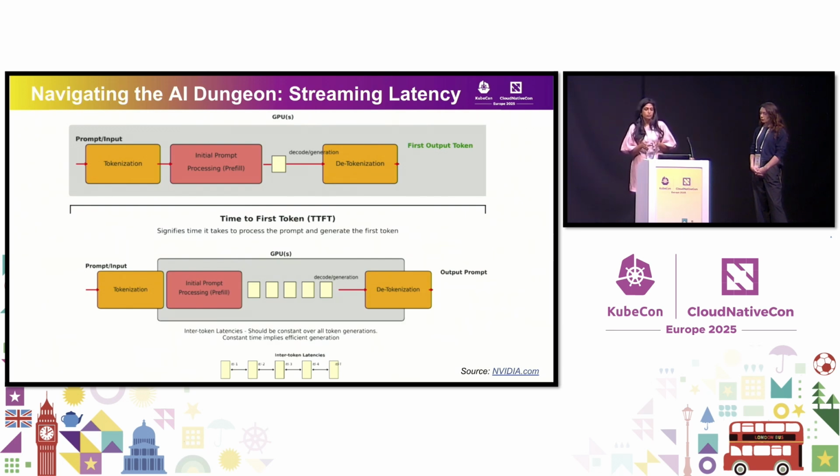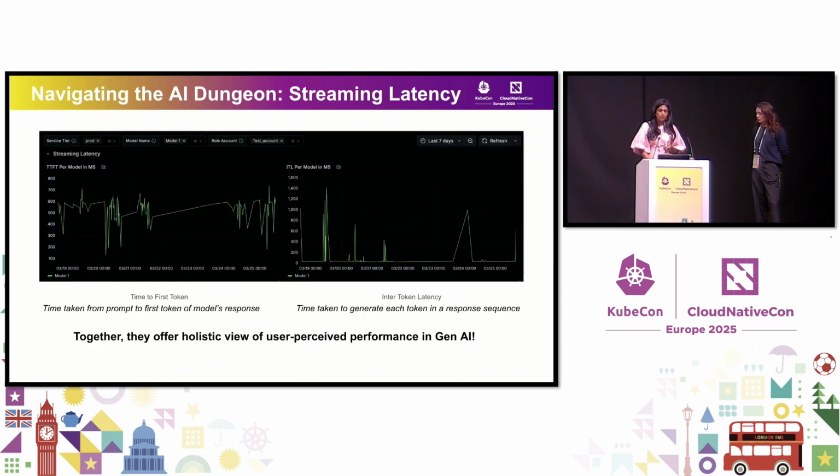Inter-token latency is the time taken to generate each subsequent token after the first token. From the user's perspective, this governs how responsive or smooth the output is streamed, especially for longer use cases such as documents, code, and summaries. If ITL is consistently slow or inconsistent, the user experience is jerky and delayed, even if the first token comes back quickly. Now, taking those two metrics onto our dashboard, this focuses on streaming latency for one of the models.